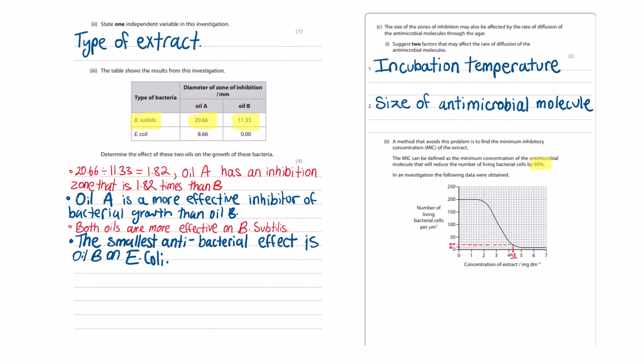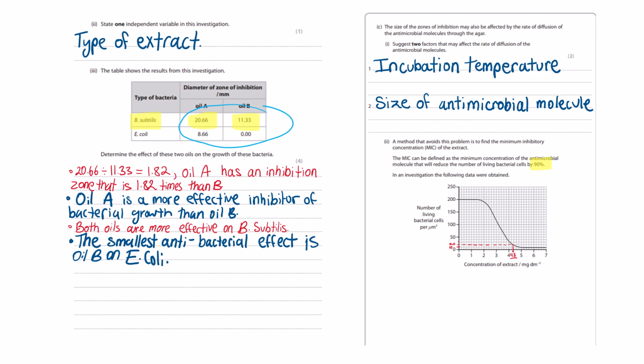So since we have a table with values given, it's very important that you manipulate these values and you give them some math, okay? Because showing your use of the data and using one mathematical point or statistical point is going to give you 1 mark. So I decided that I'm going to divide 20.66 by 11.33 to give us the difference, which is going to be 1.82. Therefore, oil A has an inhibition zone that is 1.82 times larger than B. Oil A is a more effective inhibitor of bacterial growth than oil B, since its inhibition zone is larger.